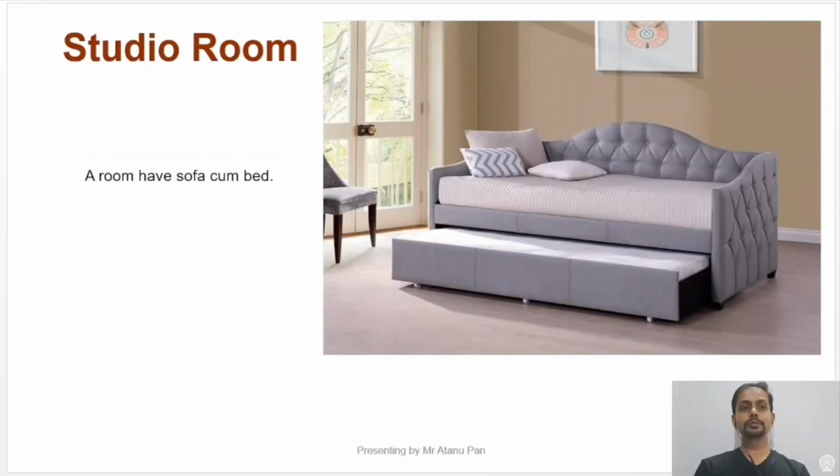Studio room. Studio room is a room which is having a sofa cum bed. All right. Basically, this type of bed is placed in a sitting area, and when some extra guests are accommodated in the rooms, this type of bed is used. The sofa is converted into a bed, and the guests can sleep there at night. And in the morning time, they can sit there. They can use it as a sofa.